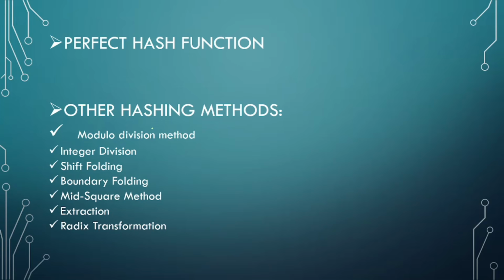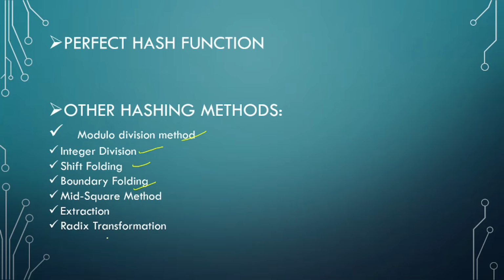And what are the other hashing methods? Modulo division method, integer division, shift folding, boundary folding, mid square method, extraction, and radix transformation. In your book, they have given only the names, there is no description. So they may ask you in a 2 mark or 1 mark question. Just remember all these names. Clear now? So these are the main concepts of the hashing technique.